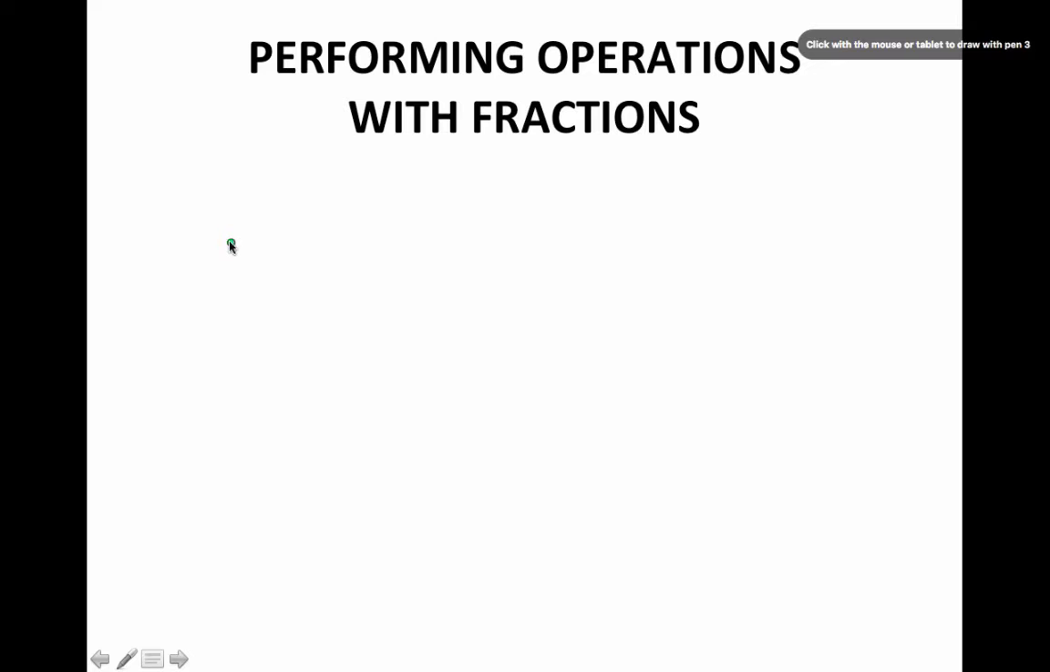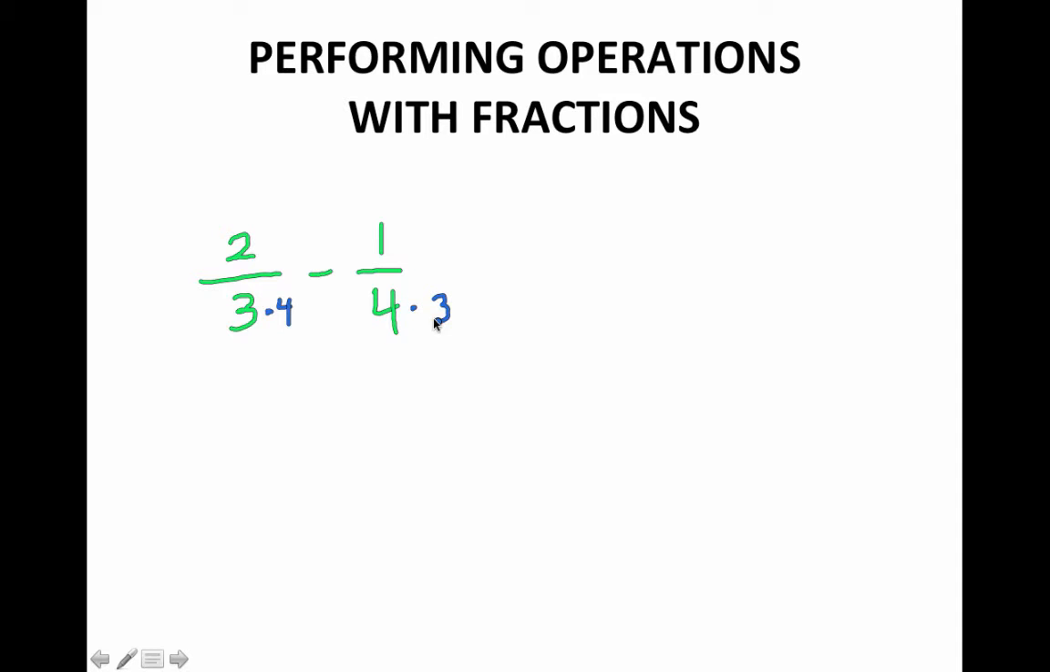Let's say we have 2/3 minus 1/4. Well, we're subtracting here, right? But we don't have a common denominator. We have a 3 and a 4. So we need to find a common denominator between 3 and 4, which would be 12, because 3 times 4 is 12 and 4 times 3 is 12.